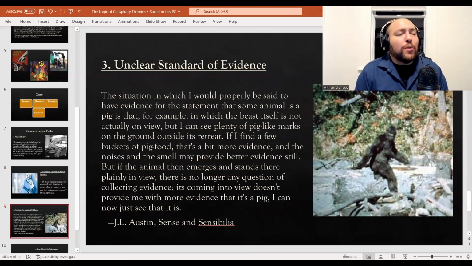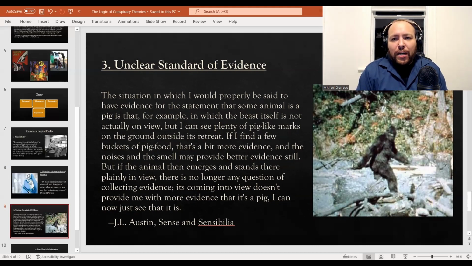Unclear standard of evidence. This is another dense one. Think for a second about a belief, any belief that you might have, and think what sort of evidence you have to prove that belief, to demonstrate that belief. This should be relatively easy to do.